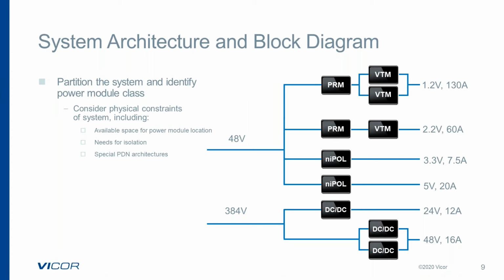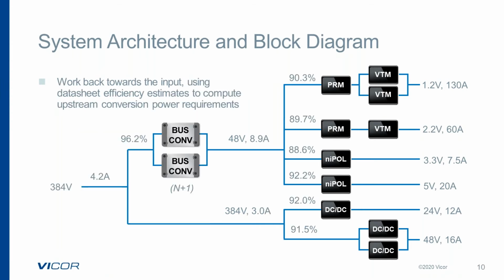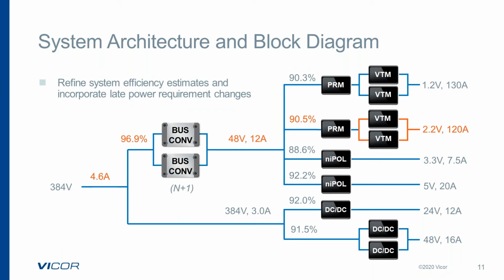And then once we've selected a basic block diagram, we can actually work backwards from the point of load to see how much power is needed by the upstream stage. So in this particular example, we've got an intermediate bus of 48 volts from our 384 volt source. Using the efficiency information in the data sheets of the downstream DC-to-DC converters, we can actually determine how much current we need from the intermediate bus section. And because we are using DC-to-DC converters, when system requirements change, we can adapt very easily.